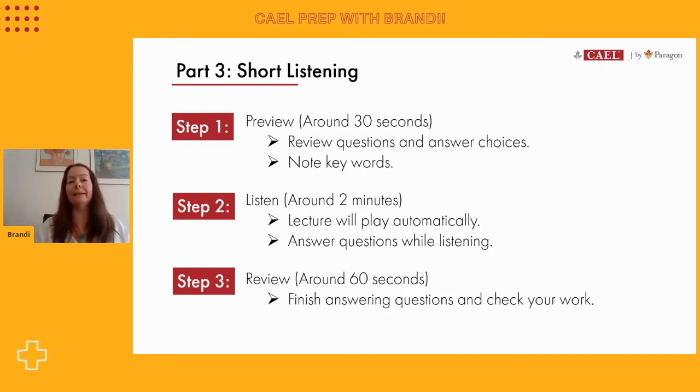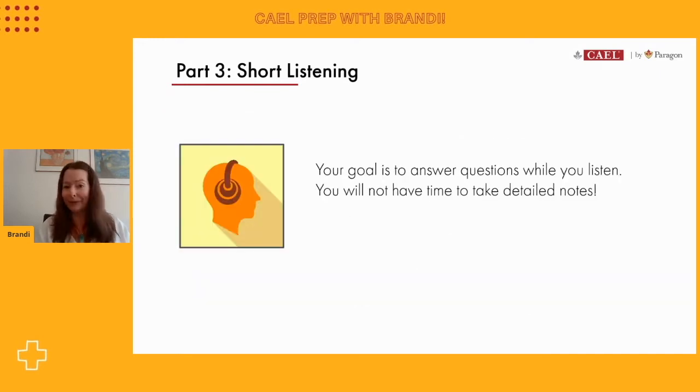Whatever you've got submitted on the computer screen, by the time the timer reaches 0, that's what's going to be submitted for marks. So please make sure you're happy with it before the time is up. Remember again, your primary goal is to answer the questions as the lecture is playing. You will not have time to take detailed notes, I don't think.